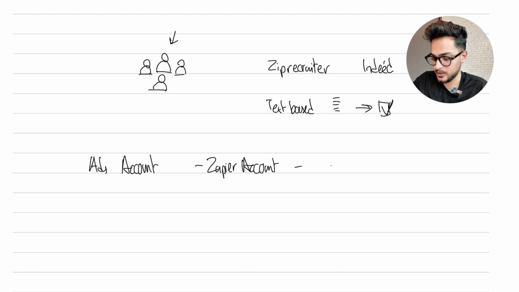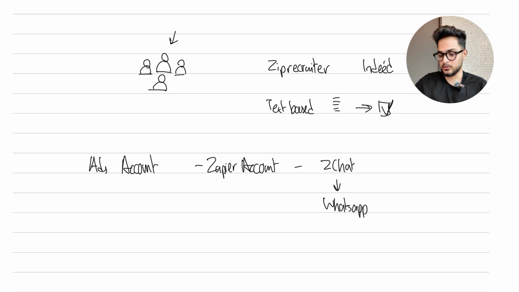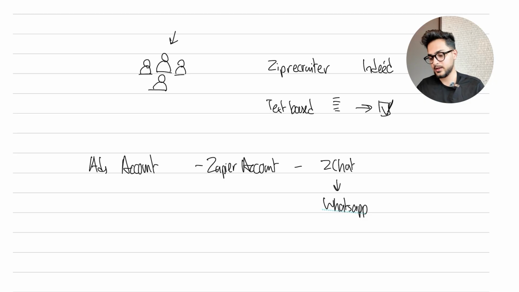Ads account, Zapier, and then maybe 2Chat. Now, if you're not familiar with 2Chat, it's basically a WhatsApp automation tool. It connects to your WhatsApp, and if you don't have a WhatsApp, just get a WhatsApp, because everybody, apart from the United States, uses WhatsApp, so you need to have one. Have a WhatsApp connected to 2Chat, and it's pretty simple.